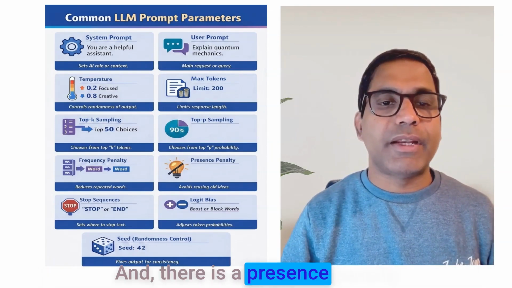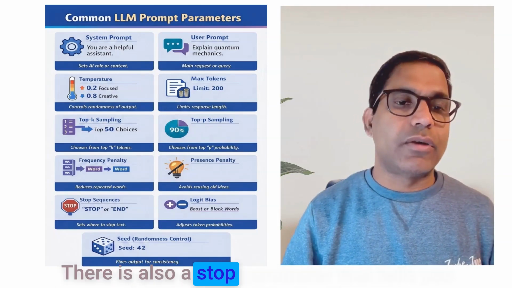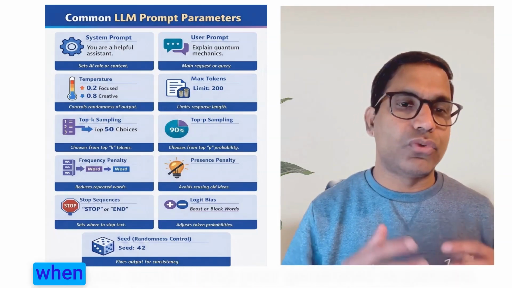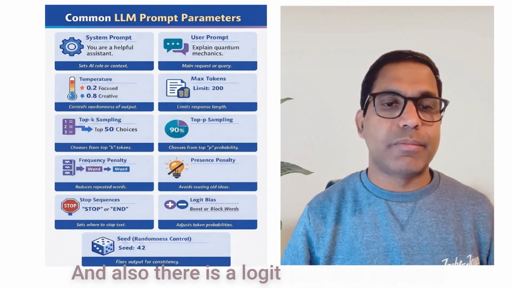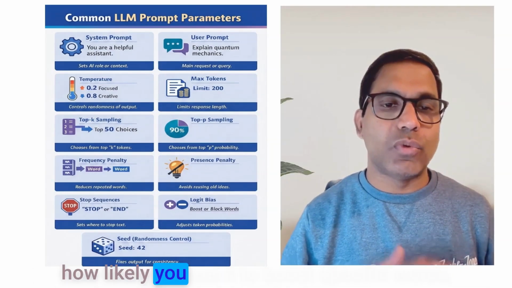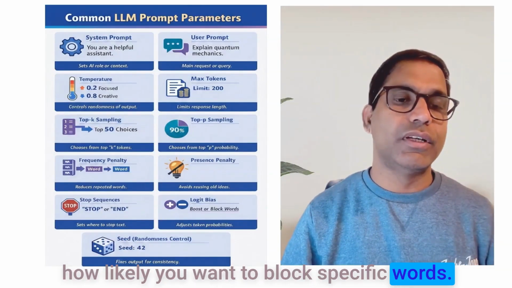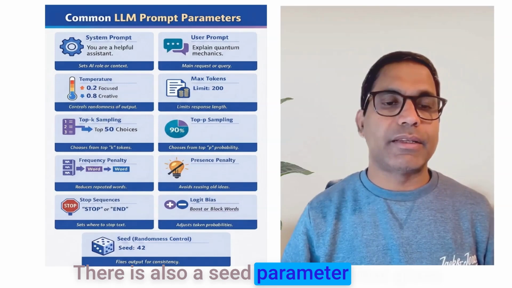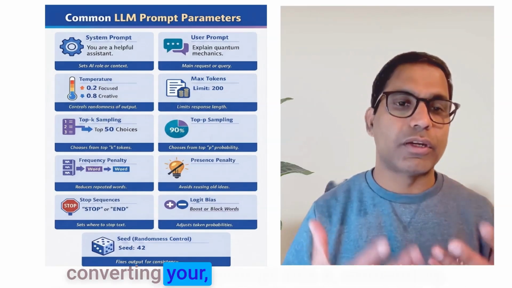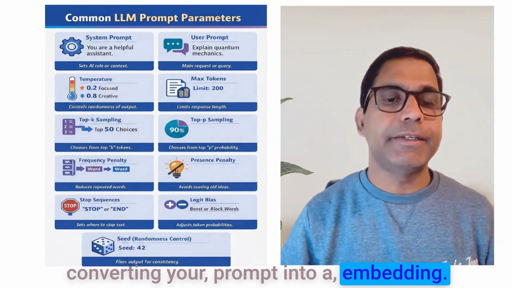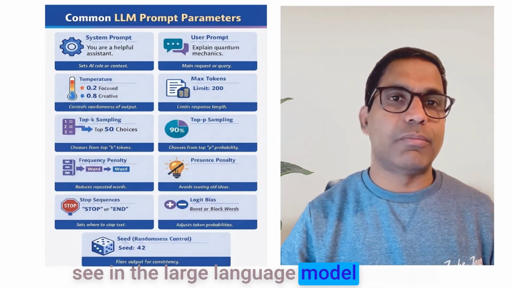And there is a presence penalty that helps to avoid old ideas. There is also a stop parameter that tells the model when you want to stop your generated responses. And there is a logit bias that explains how likely you want to boost specific words, or how likely you want to block specific words. There is also a seed parameter that gives the randomness for your query when you are converting your prompt into an embedding. These are the parameters you can see in large language model prompts.